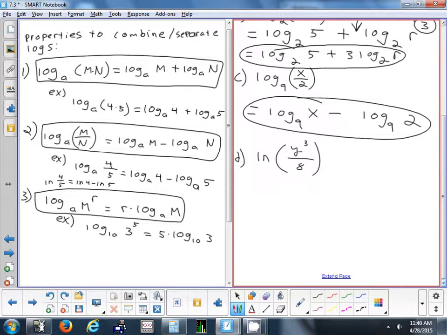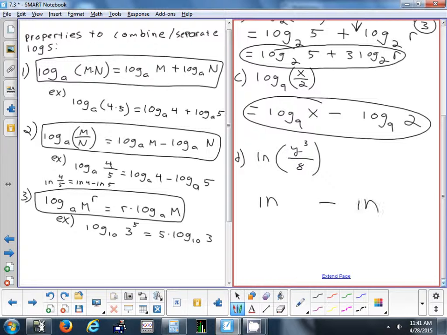How would you pronounce that? What's inside those parentheses? Y cubed, yeah. Can you give me another word other than "over 8"? Divided by 8. So what are you doing here? Oh, you did? Yeah. All right. So when you divide, what are you doing? Are you adding or are you subtracting? Subtract. Yeah, this time you're subtracting.